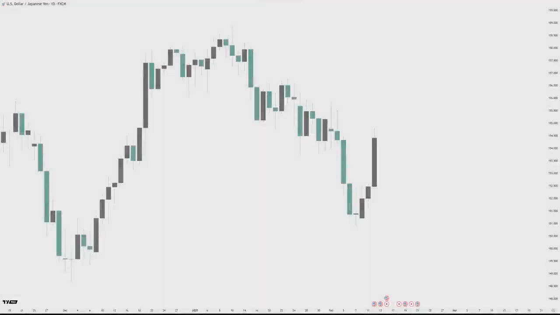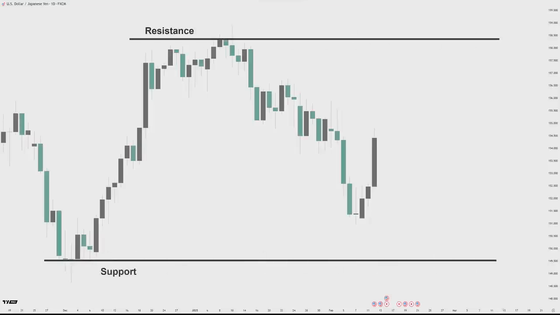Here, we have the dollar-yen on the daily time frame. In this higher time frame, the only thing we want to mark on the chart is the key supply and demand zones near the current price. At the top, we have the recent high, and at the bottom, we have the recent low on the daily chart. These levels are important because if we zoom into the lower time frames, we'll notice that these prices have been turning points for short-term trends. So, once the price reaches these levels again, we can expect a possible rejection.